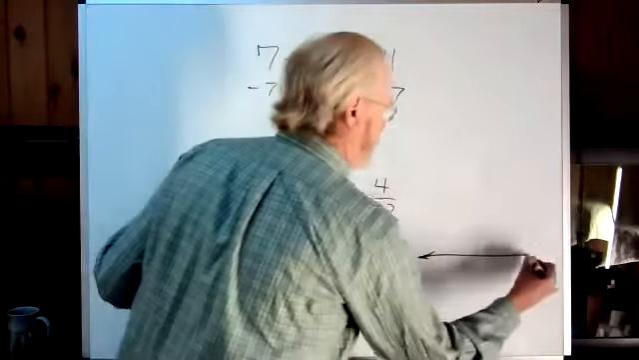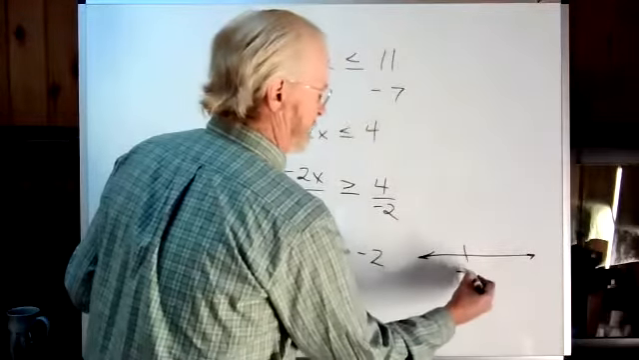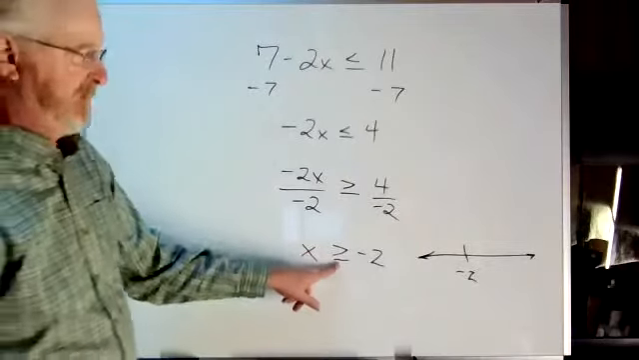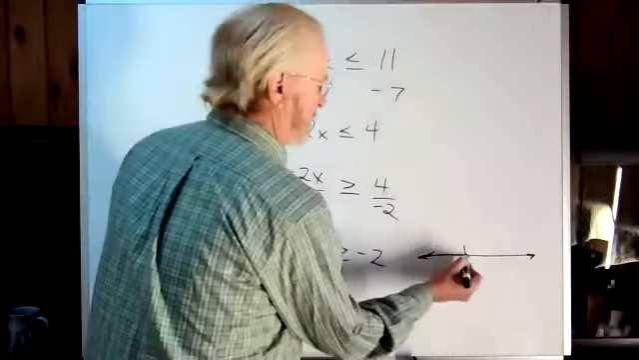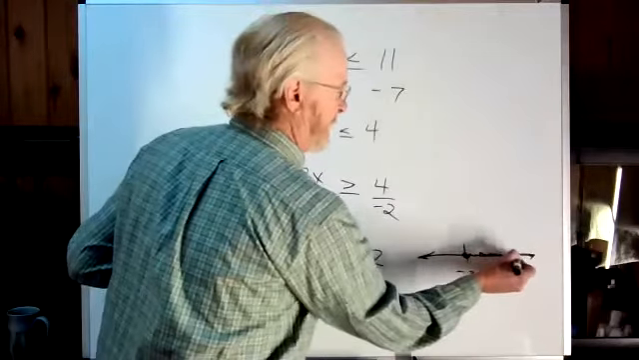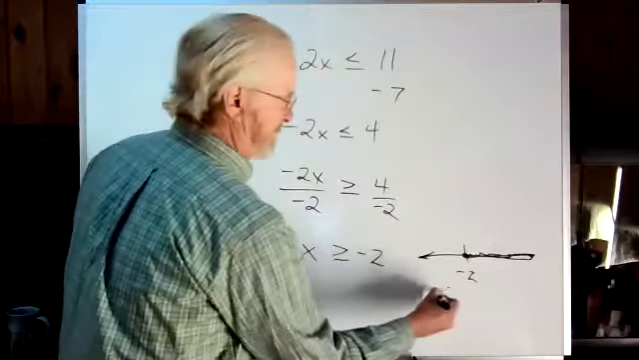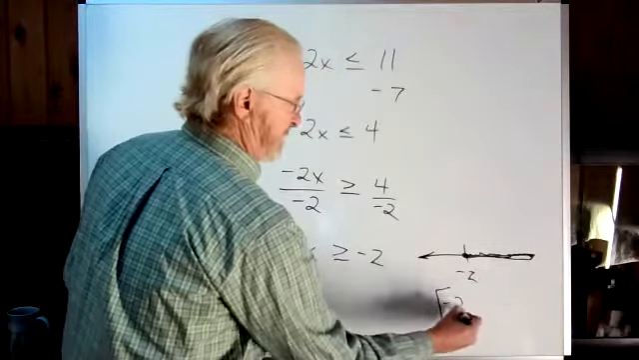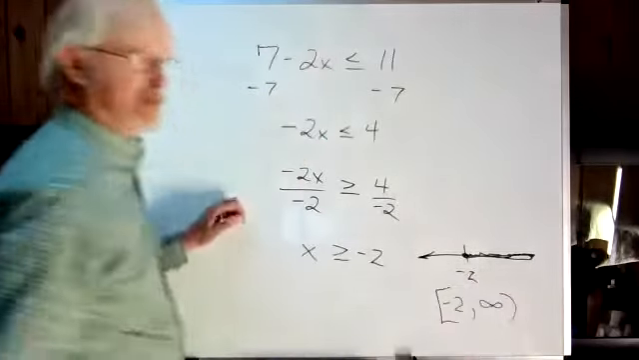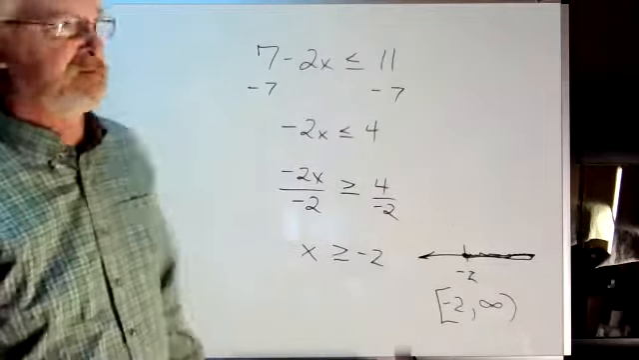My graph then, -2 is my endpoint. Might have a bunch of other stuff around it, but let's see. I get to be equal to that endpoint. Greater than means I'm going to make my arrow go that way. And interval notation, -2 to positive infinity. Parenthesis over there. There's the two versions of your solution for that.